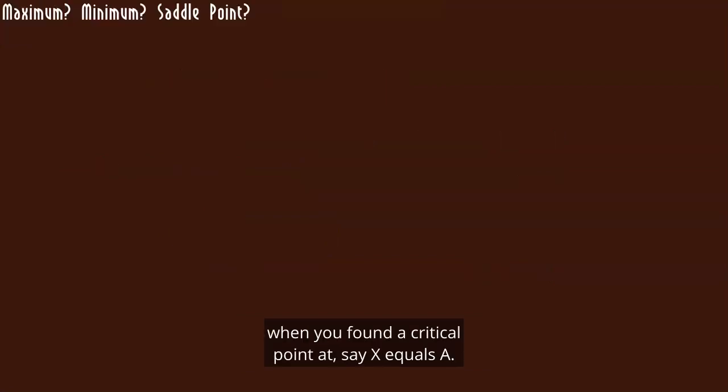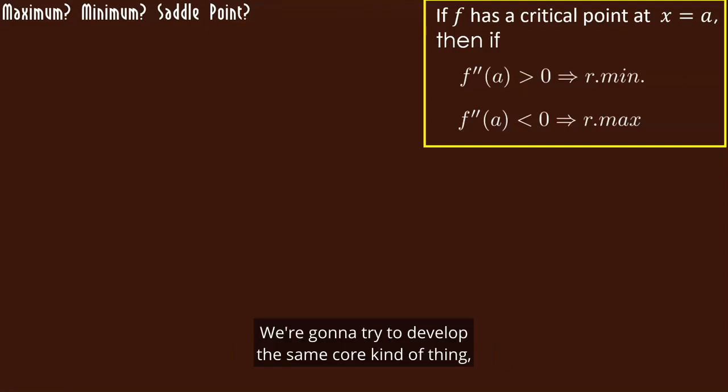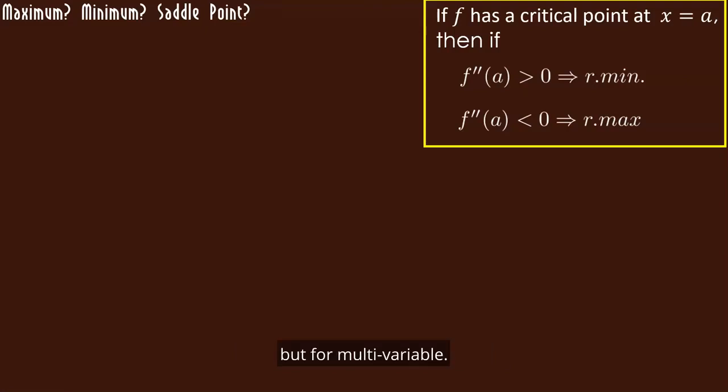So remember back in Calc 1 when you found a critical point at, say, x equals a, and you plugged it into the second derivative: if the second derivative at that point is positive, then your function is concave up, so at that point you have a minimum. And if the second derivative at a is negative, then your function is concave down, so you have a relative maximum. We're going to try to develop the same kind of thing, but for multivariable.